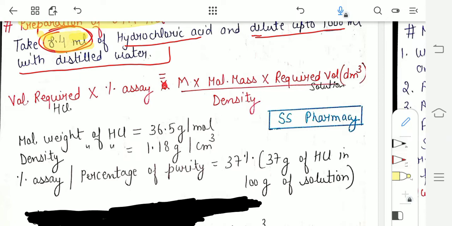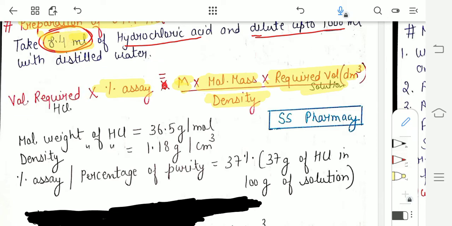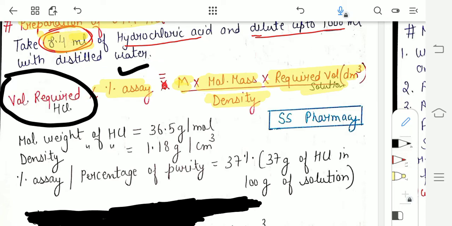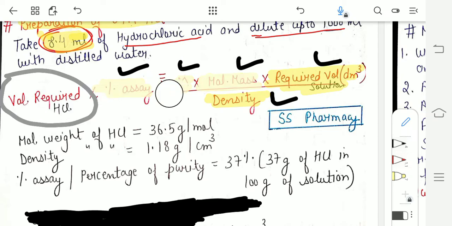The formula is: the volume of HCl required times the percentage SA of HCl is equal to the molarity of the solution which we need times the molar mass times the required volume of solution in decimeter cube, upon the density of HCl. Here we need to find the volume of HCl which we require. So firstly, let us calculate all of the rest of the values.